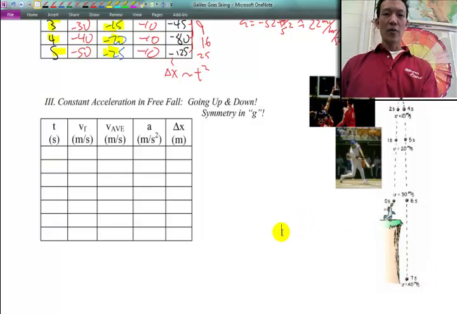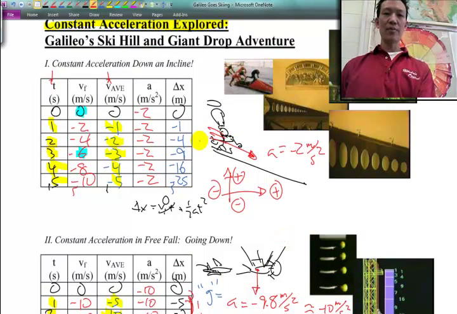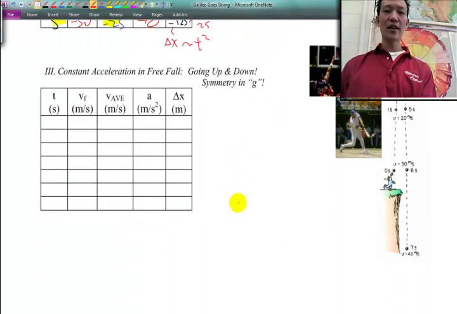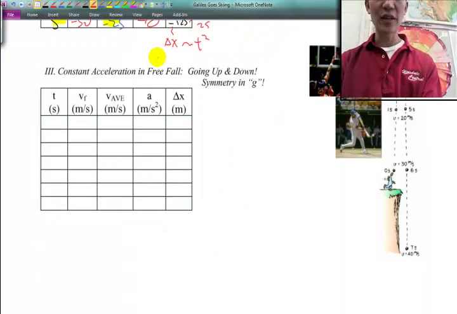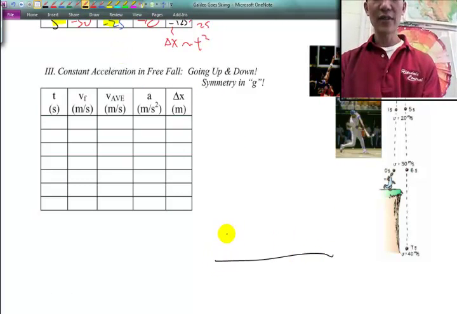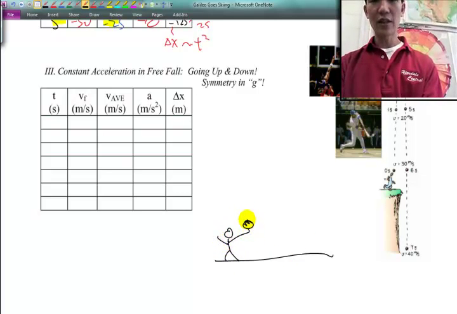So we looked at going down a ramp with Galileo. We looked at free fall. And the last thing we're going to look at is this idea of symmetry. And here's the basic idea. Instead of Galileo going skiing or skydiving, let's say he decides to just play a little baseball. So Galileo goes outside, he takes a ball, and he throws it up.